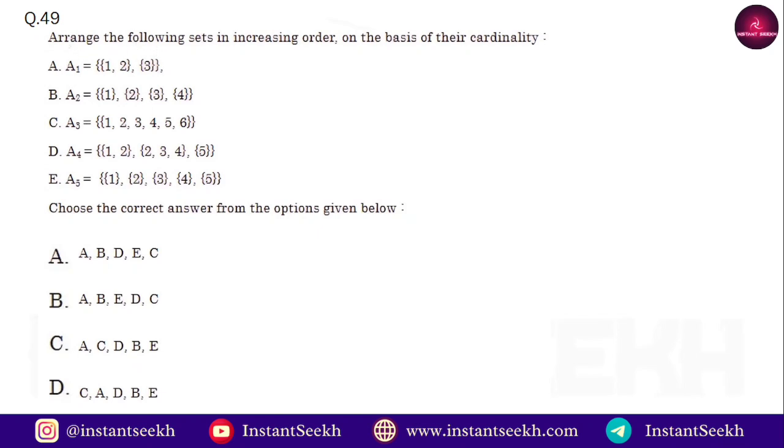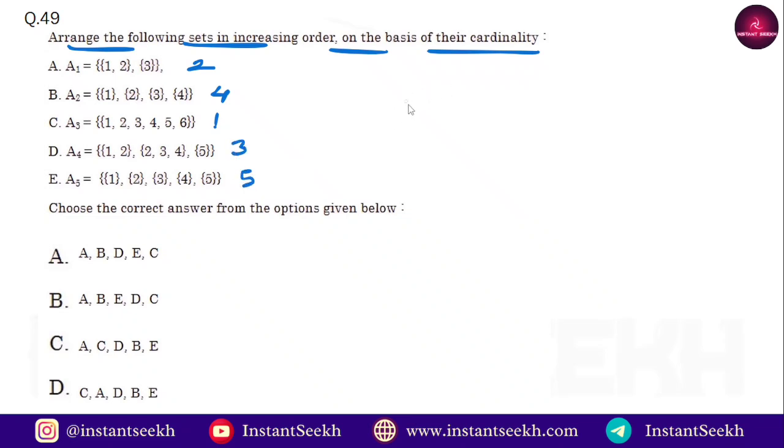Arrange the following sets in increasing order on the basis of their cardinality. Question number 49, this is on cardinality. Let's arrange the sequence. Now cardinality is basically the number of elements it has. So the first one has how many elements? Two, one set and the three. Two sets are there. Here it has four elements. Next it has one element. Next it has three elements, and last it has five elements.